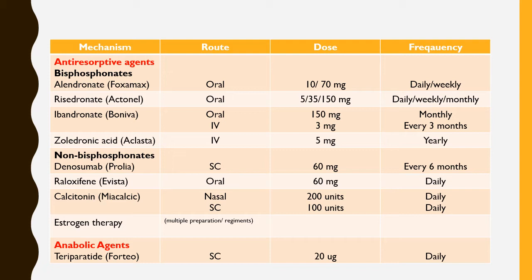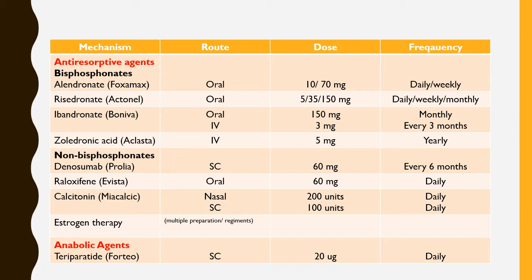So bisphosphonate include alendronate, trade name Fosamax, risedronate, trade name Actonel, tablet form, oral form, and ibandronate, trade name Boniva. Zoledronic acid includes Aclasta brand. So we have alendronate, risedronate, and ibandronate. The first three oral; zoledronic acid intravenous.